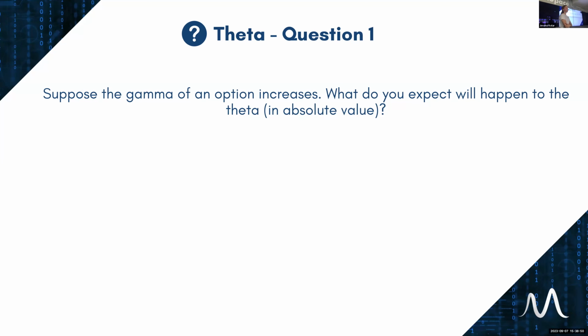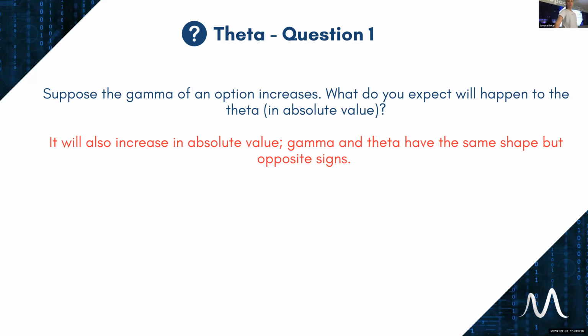Any ideas? Patrick? Decrease? Increase, yeah. So your theta would become more negative. It would increase in absolute value, because if gamma increases, your theta would decrease, become more negative. So in absolute value, your theta would increase. Is that clear?